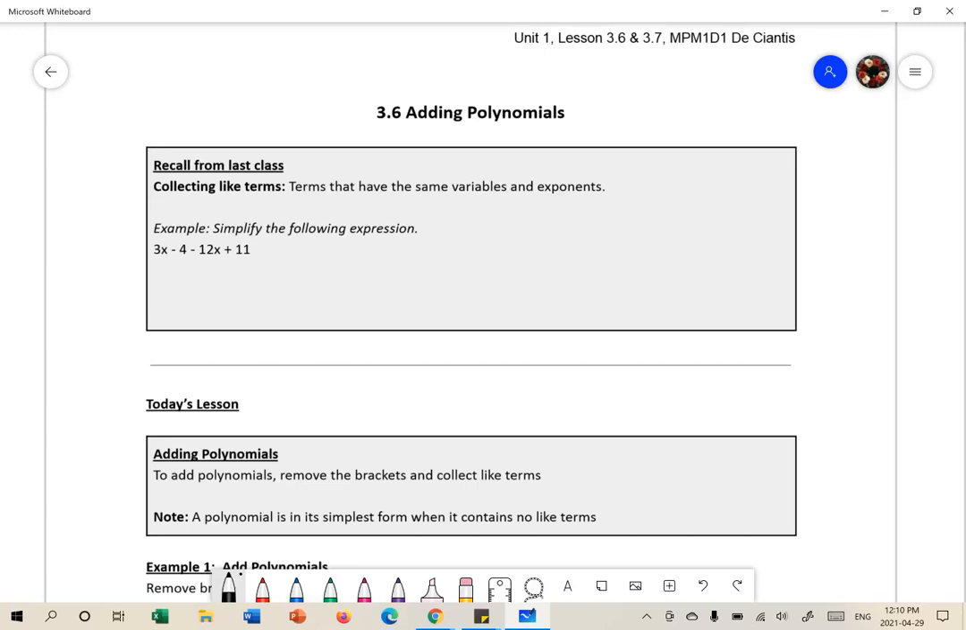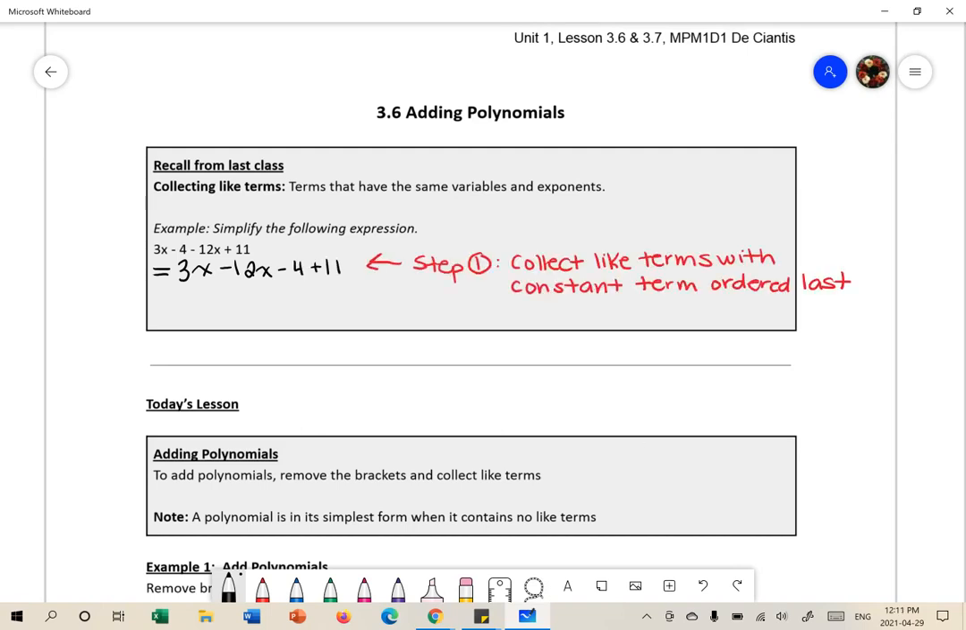Today's lesson is on chapter 3.6 and 3.7. Let's begin by recalling what we learned last class. We learned about collecting like terms, and like terms are terms that have the same variables and exponents. An example is shown here. Our first step is to collect like terms. Then we can simplify like terms.